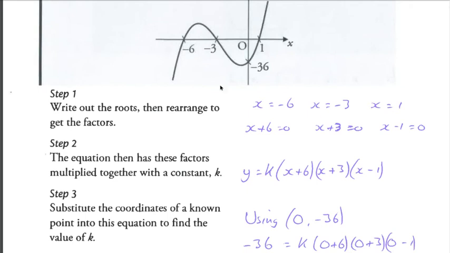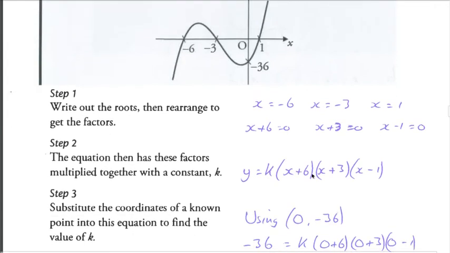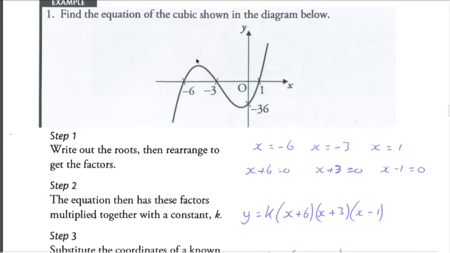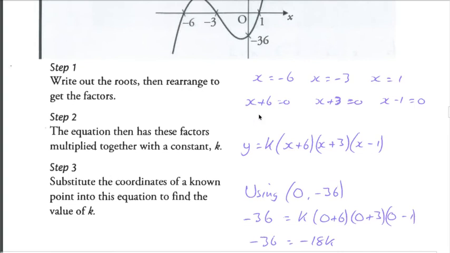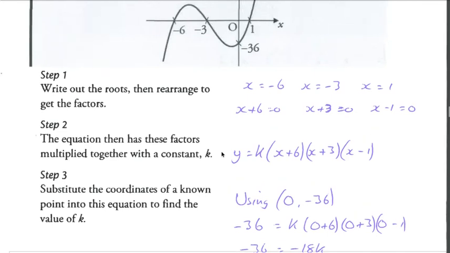So remember, why is the k there? We know from our transformation of graphs, if we stretch the curve, x plus 6, x plus 3, x minus 1, the roots will not change, but the steepness of the curve will change. So it may just be x plus 6, x plus 3, x minus 1, or it may be that we are multiplying by a constant term, a number, at the front. So how do we find out the value of k?